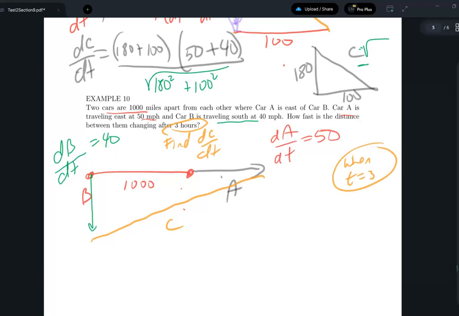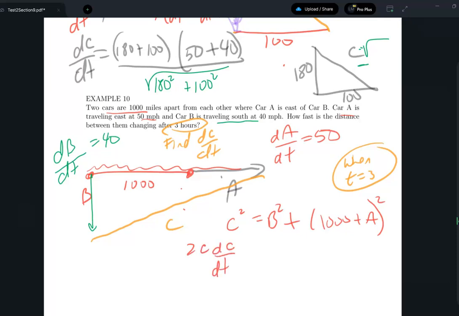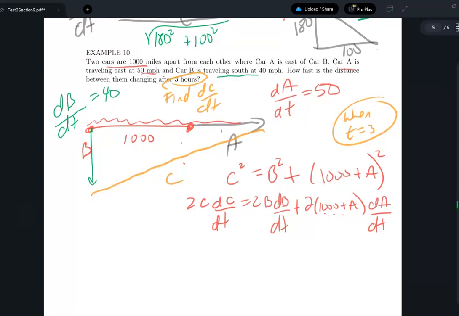Okay, let's put together our equation. So we've got c squared equals b squared plus, okay, this is the tricky side, it's going to be 1,000 plus a, all squared. Now I'm ready to take the derivative. So I get 2c dc over dt equals 2b dB over dt, plus 2 times (1,000 plus a) to the 1 power, derivative of the inside, dA over dt. Whew, okay, let's figure all these things out now.